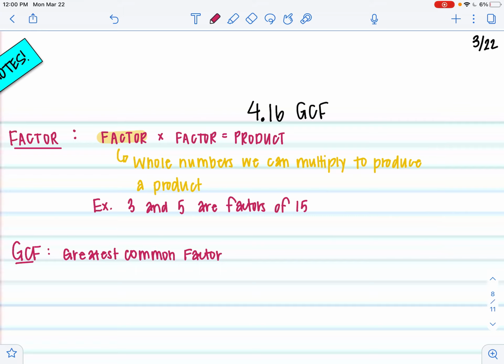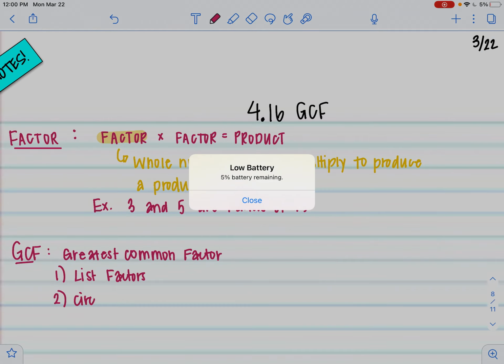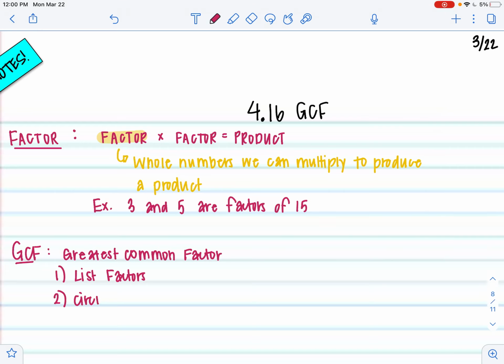To find the greatest common factor, you always want to follow two steps. Step one is to list the factors. Step two is just to circle the GCF, or the largest number that those factors have in common. So let's do an example.